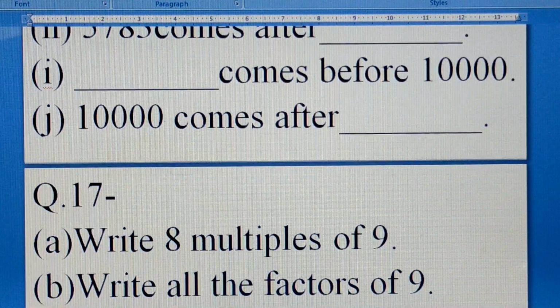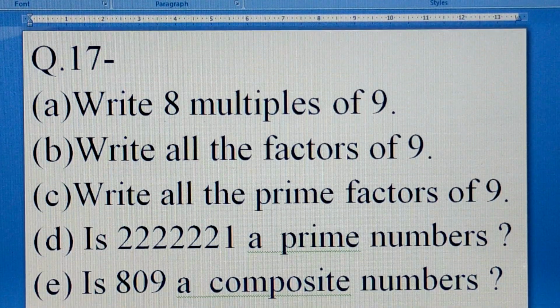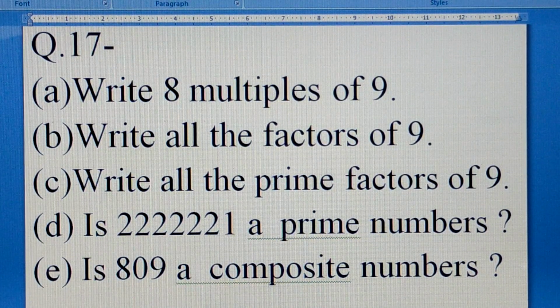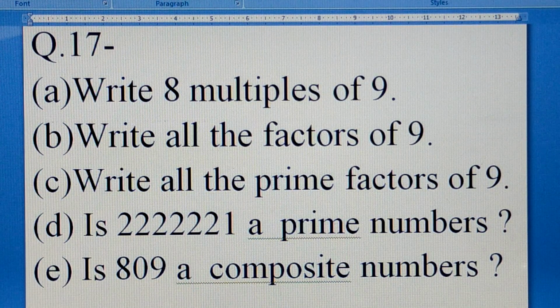Now question number 17. Write 8 multiples of 9. You know what is multiple? Multiple is a number which falls in the table of that number. 8 multiples of 9. 9 1 is 9, 9 2 is 18, 9 3 is 27. So 9, 18 and 27 are the multiples of 9. You have to write 8 such multiples and write all the factors of 9.